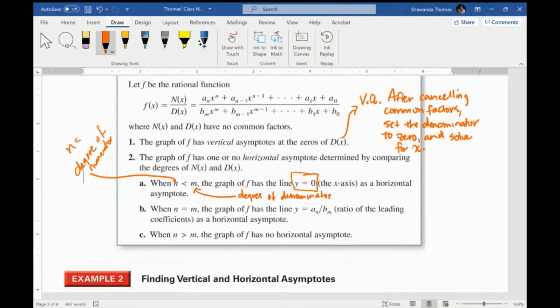If the degrees are equal to each other, then it's the ratio of the leading coefficients, and I'll explain that. And if the degree of the numerator is greater than the degree of the denominator, then there is no horizontal asymptote.